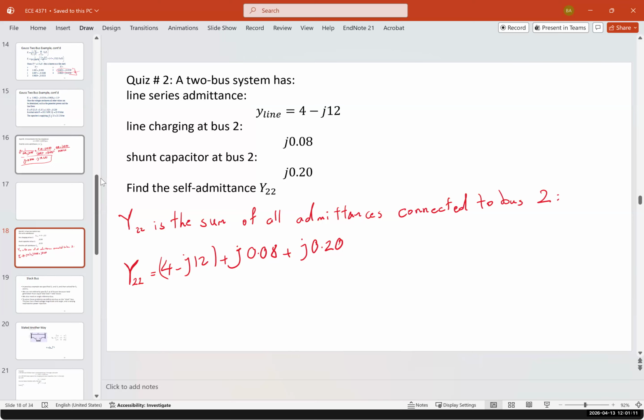So as a note, Y22 is the sum of all admittances connected to bus number 2. Did you all solve it? So Y22 is going to be 4 minus J12 plus J0.08 plus J0.2. Now what we do is combine the imaginary parts, and therefore Y22 is going to be 4 minus J12 plus J0.28, or in other words, Y22 is going to be equal to 4 minus J11.72.